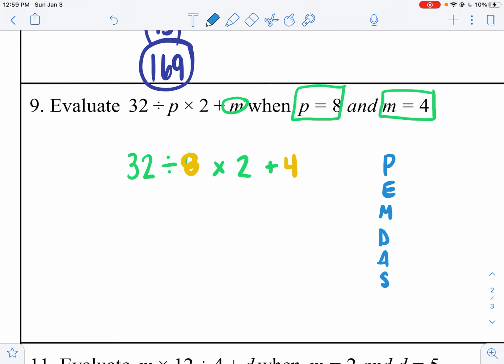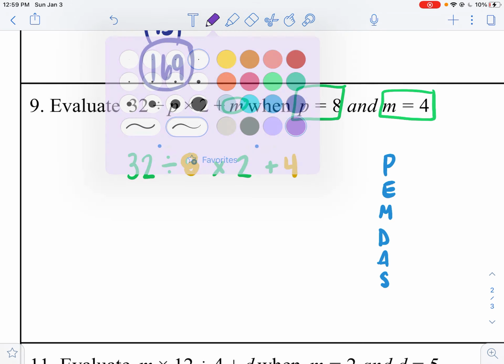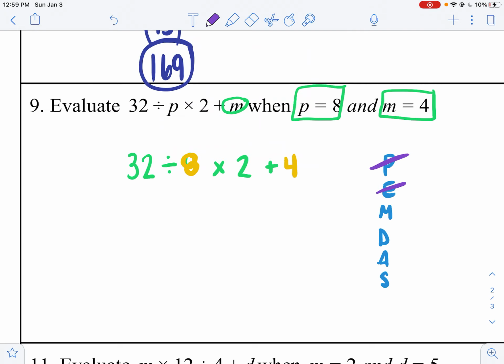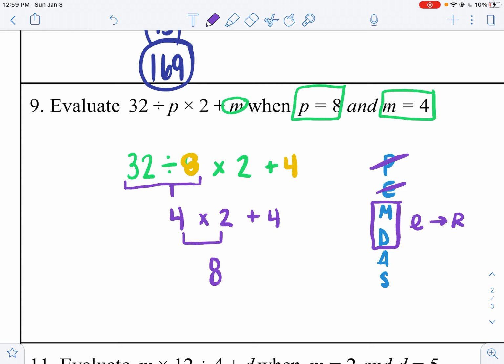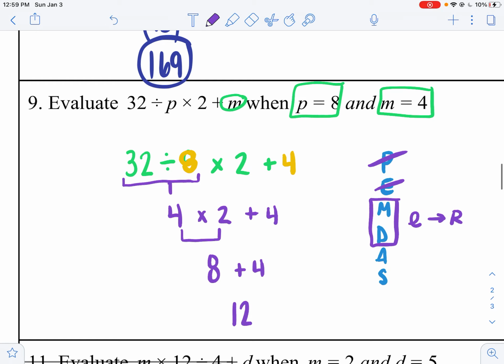Now I don't see any parentheses, so I'm going to cross it off right away. Exponents, I don't see either. Multiplication and division from left to right, because I see both multiplication and division. We want to do the left-hand side first. So 32 divided by 8, which is 4, and bring everything else down. We now have our multiplication. 4 times 2, which is 8. Bring everything else down. And 8 plus 4, which is 12. Okay?